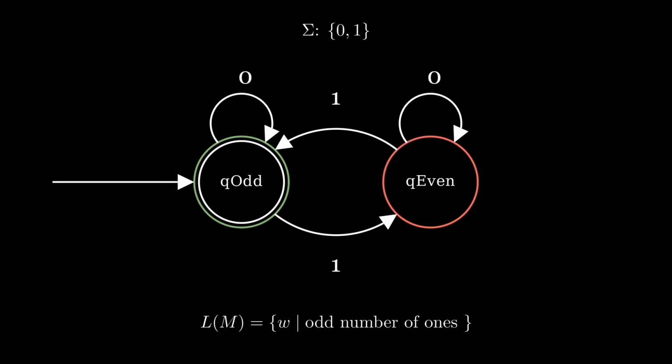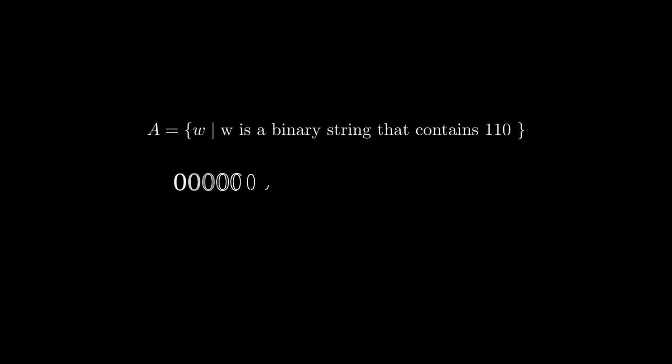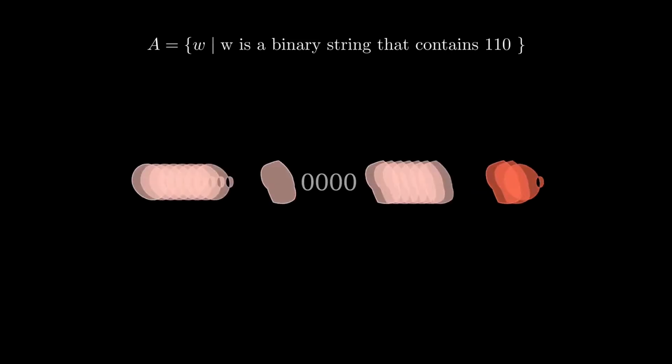Now, an exercise for you is to prove that the following language is regular by creating a DFA for it. Let's use this example string. We have 4 things that we as a machine need to remember about this input. 1, we haven't seen any part of the pattern yet. 2, we have just seen 1. 3, we have just seen 2 or more ones. And 4, we have seen the entire pattern. These will become our 4 states.